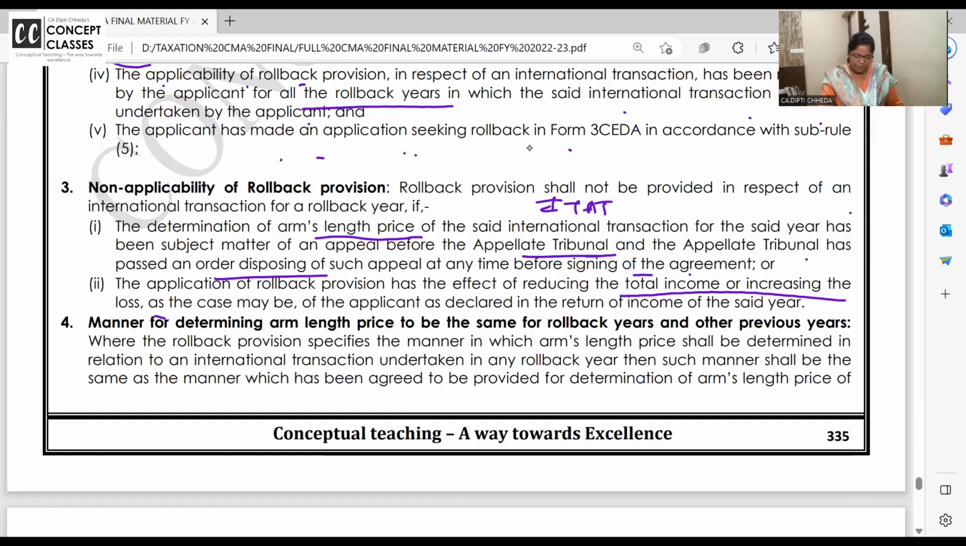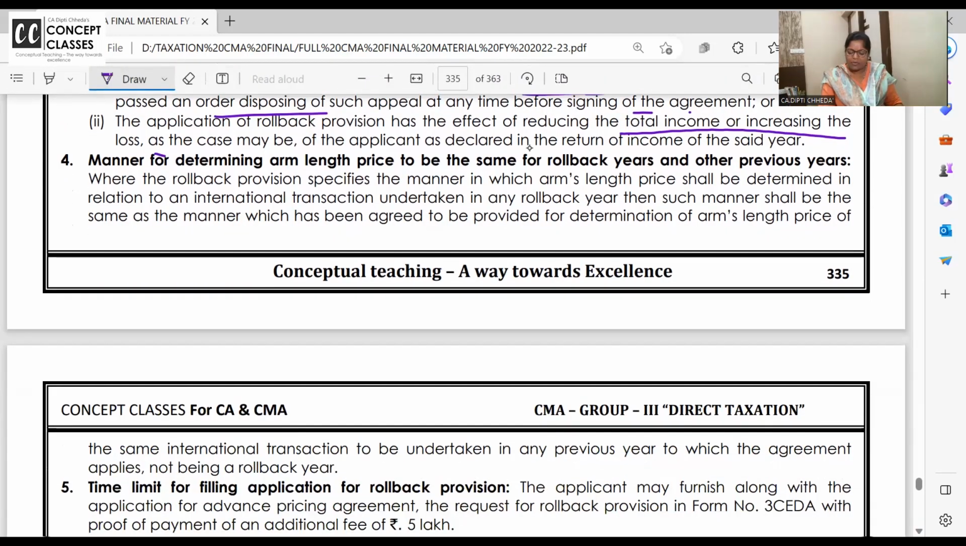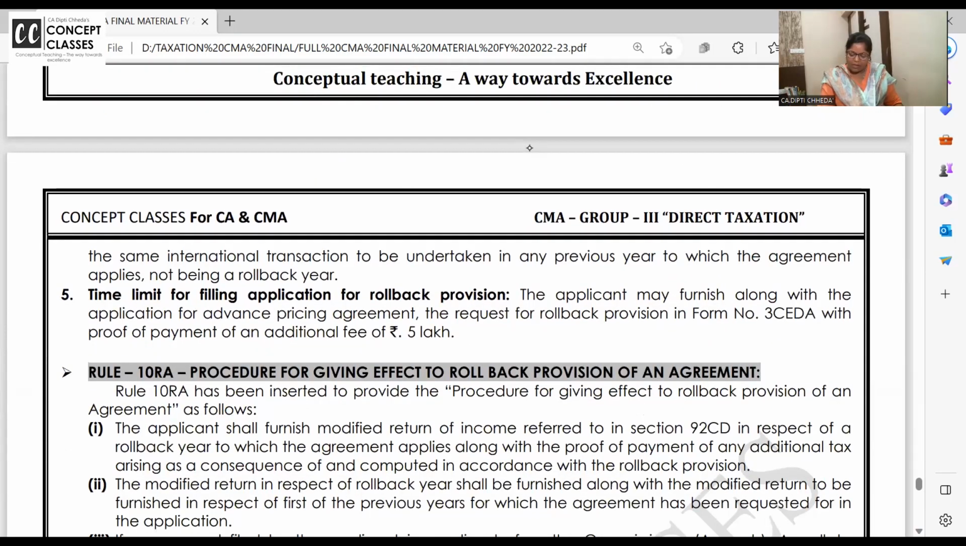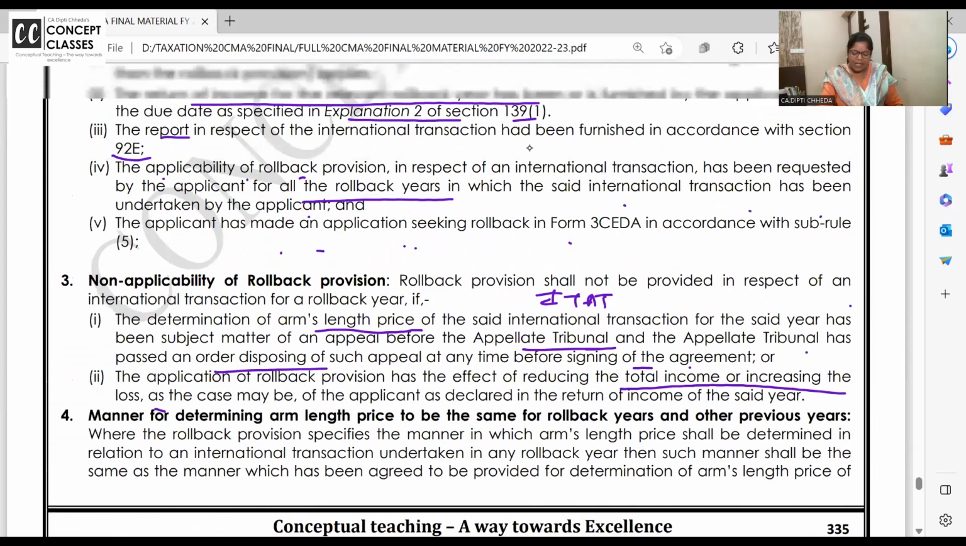Clear to all of you? Manner for determining the arm's length price to be same for the rollback years and the previous years. Sub years के लिए same method होगा. Time limit for application: the applicant may furnish along with advanced pricing only, rollback also, and with a proof of finance. हो गया. So these 5 points are important.